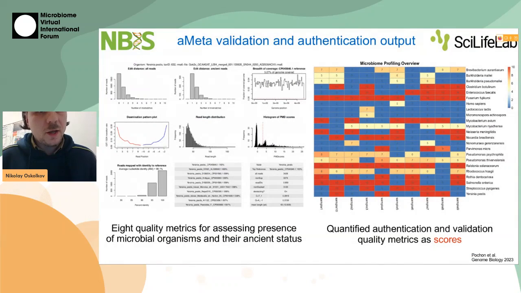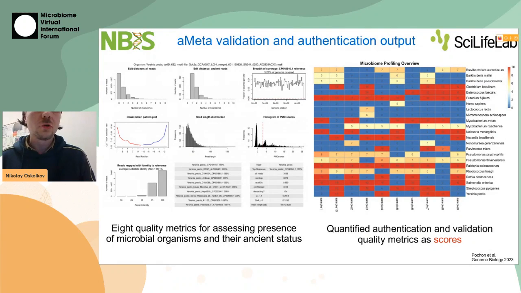This is what the output of aMeta looks like. I'm not going to explain all these plots. I just want to emphasize that we are not using just one metric as a criterion for ancient microbial detection. We actually use a combination of different metrics in order to reliably conclude that a certain microbe is really present and is ancient. All these metrics are on the left-hand side, and on the right-hand side is a heat map, a summary, of what you typically get from aMeta.